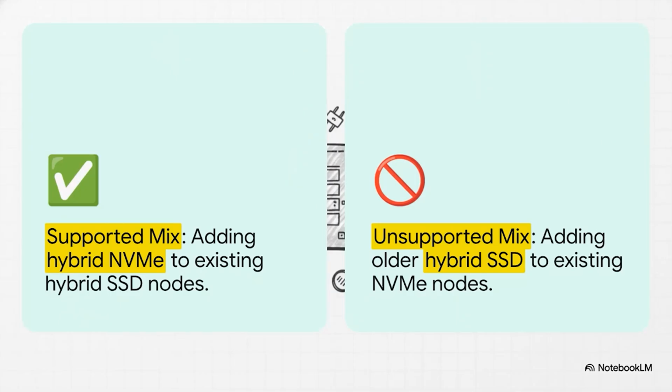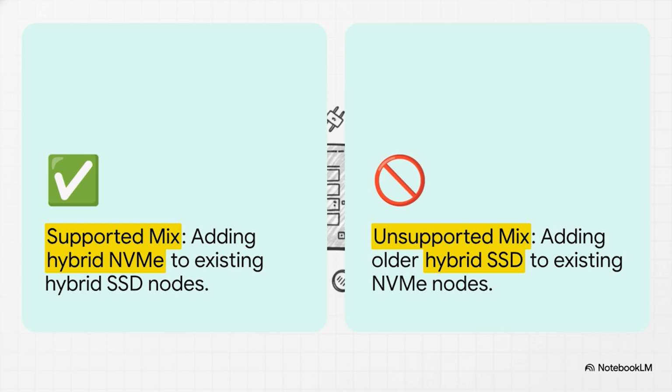Pay really close attention to node mixing rules. Cluster expansion has to follow a strict order of hardware progression. Why? Because the Nutanix cluster operates at the speed of its slowest node for a lot of distributed storage tasks. Adding slower, older generation storage nodes to a high-performance cluster would severely drag down the overall storage fabric performance. So you can add a newer, faster tier, like hybrid NVMe plus HDD nodes, to an older cluster of hybrid SSD plus HDD nodes. But you absolutely cannot do the reverse. Adding older SSD technology to an NVMe cluster is unsupported.